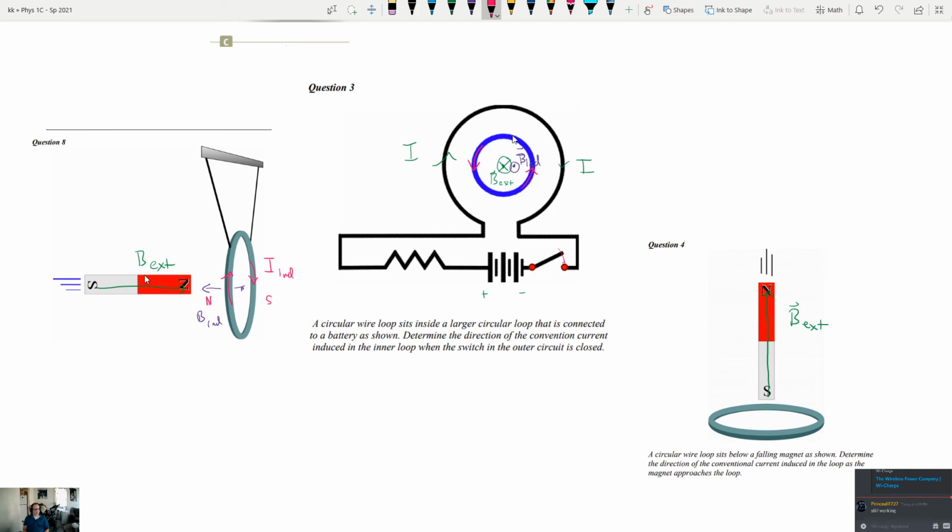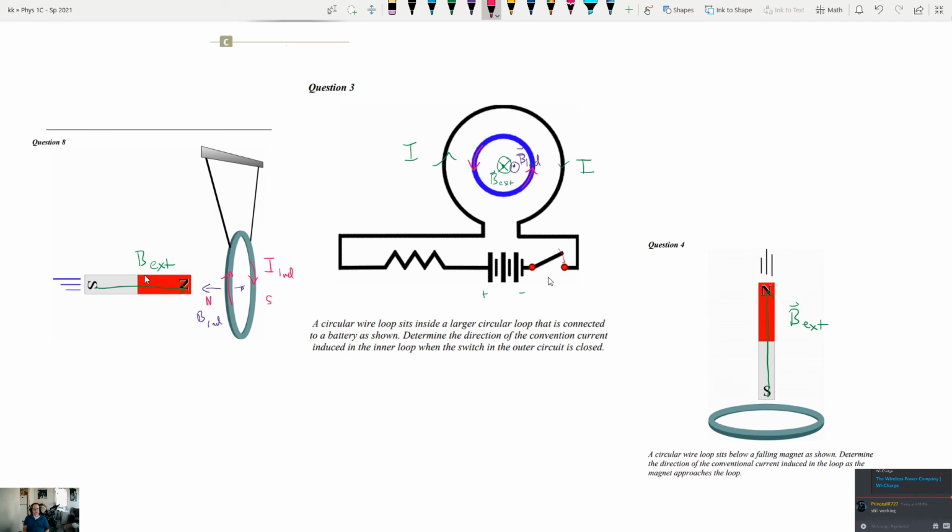If the current is suddenly produced in a circle like this, then the current on the inside has to be opposite that. And then the same thing would be true when I undo the switch, the direction of the induced EMF is going to be the opposite.